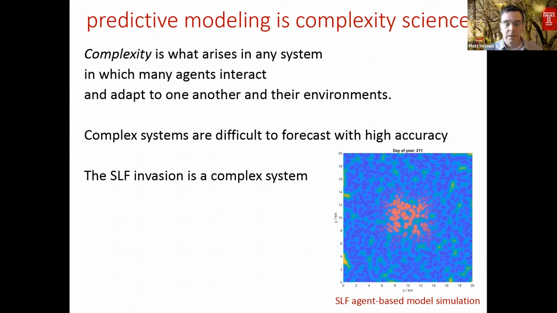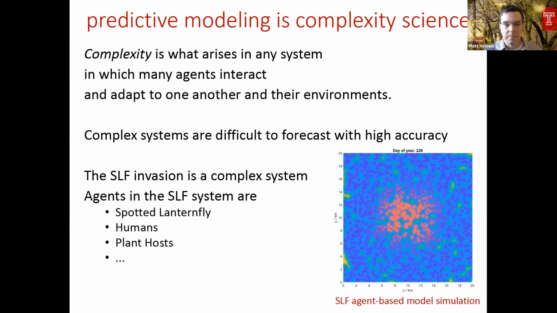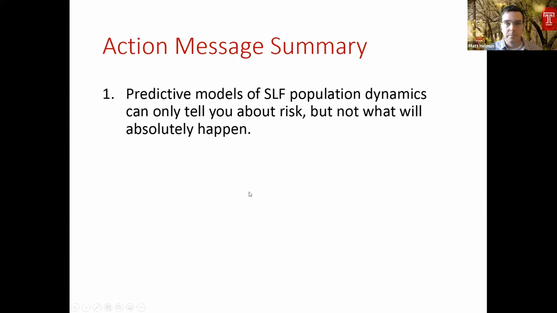So the SLF invasion, and this is going to have management implications, is an incredibly complex system. The agents in this system are all these individual lanternfly that are spreading, all these humans that are spreading lanternfly and trying to control lanternfly, et cetera, and then all the plant hosts and other things that are interacting in this system. And so trying to forecast these complex systems can be quite difficult.